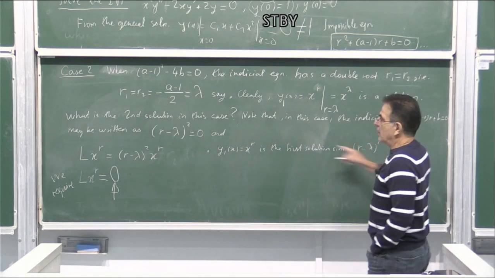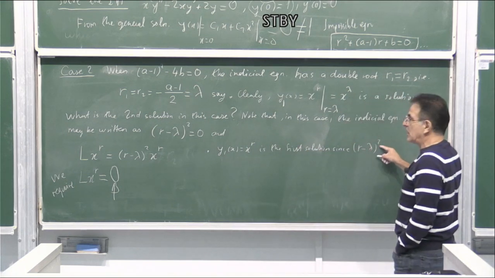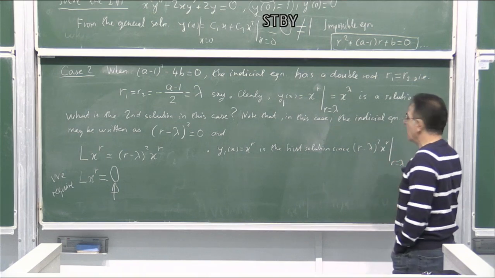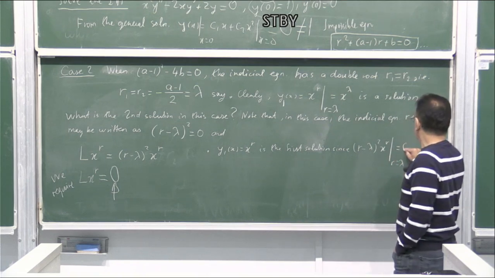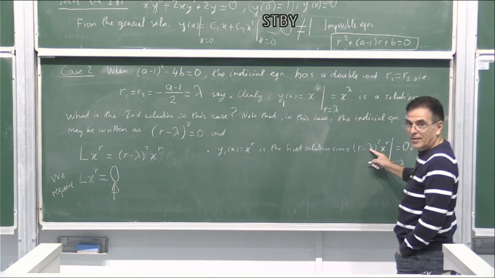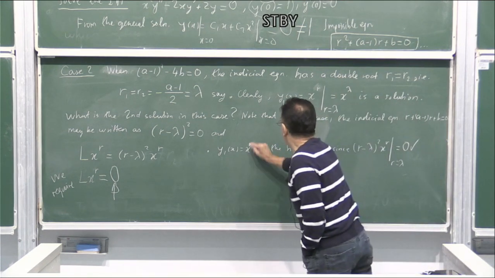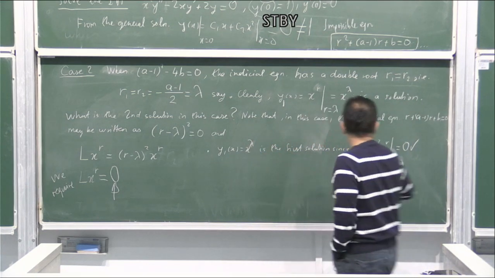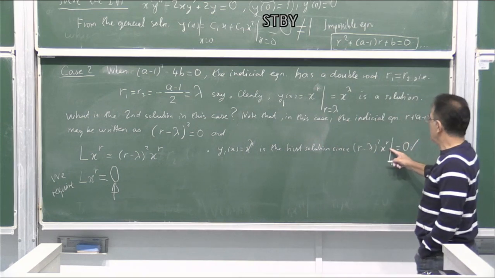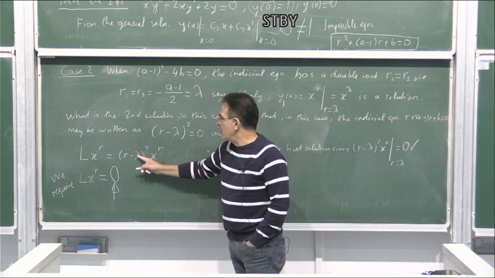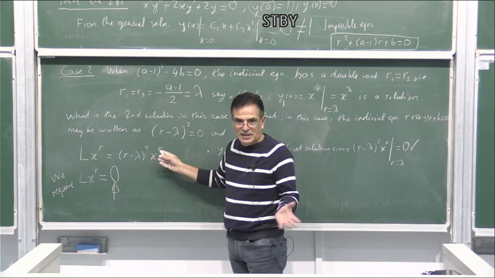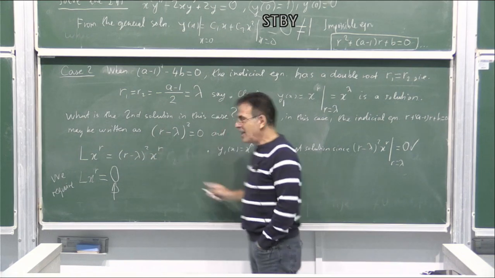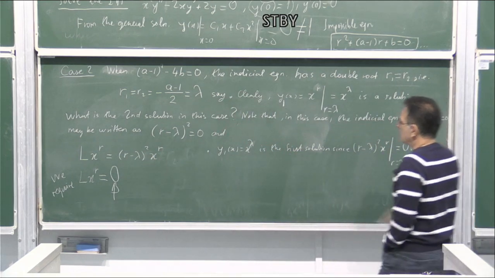So Lx^r is (r minus lambda) squared x^r when r is lambda. Okay? Look, this is 0 because of this factor. And hence x^lambda is the first solution. The equation is satisfied. When r is lambda, this equation becomes indeed 0. So making x^r with r lambda a solution. Good.